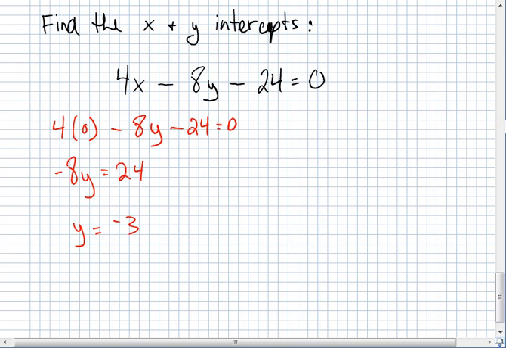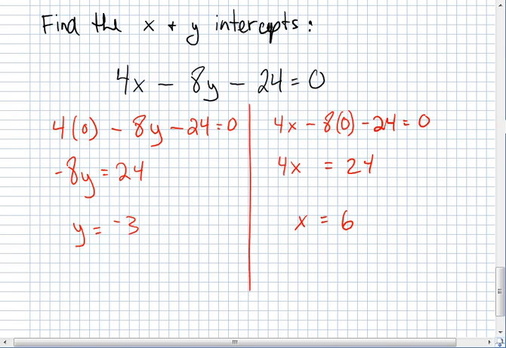Okay, so if you want to find the y-intercept first, you just plug in x equals 0, and start isolating the y just by basic algebra, and you end up with y equals negative 3. Do the same thing for the x-intercept, move everything to the other side, and isolate x, and you get x equals 6. So there's my x and y intercept.